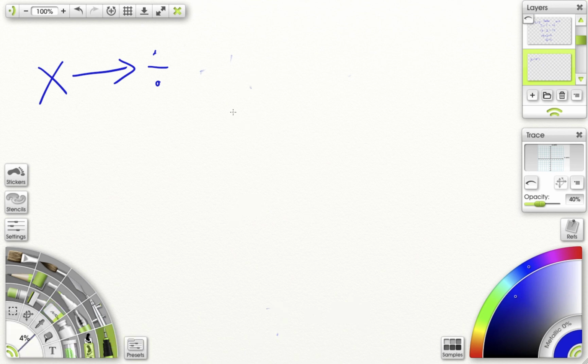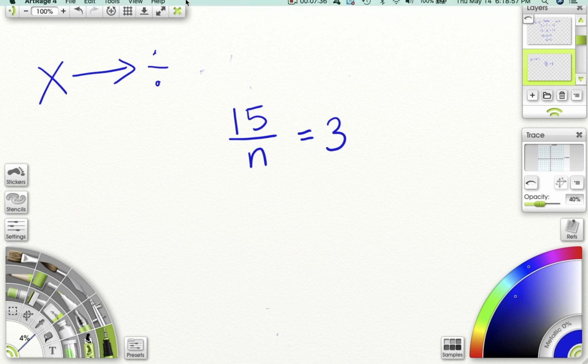So let's do 15 over n equals 3. So we have to figure out what n is equal to. How can we do that? Well, with division, here's where it's a little bit different. So multiplication, we do the opposite operation, which is division.